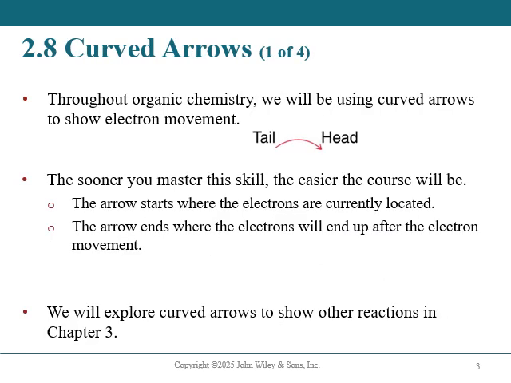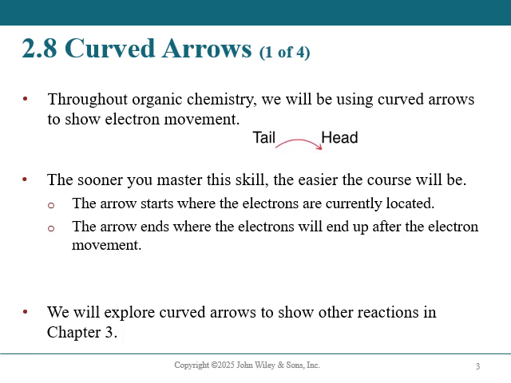Throughout organic chemistry, we will be using curved arrows to show electron movement. This is super important because, from my experience, this is one of the most common mistakes. When you're drawing arrows, you're drawing how electrons move, not atoms. The base or the tail of the arrow will tell you where the electrons are originally located, and then the head of that arrow, the tip, is telling you where that electron is going to go.